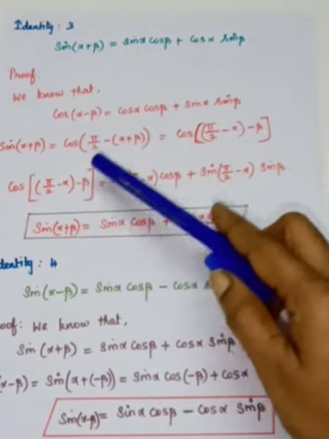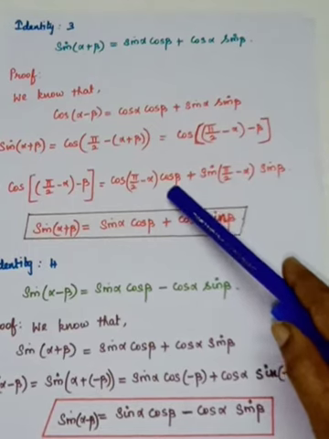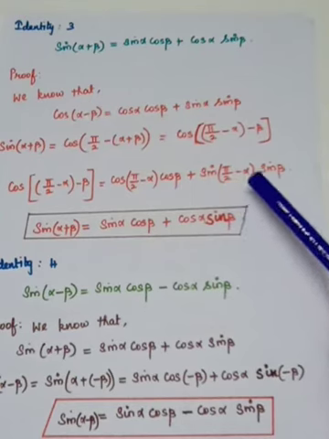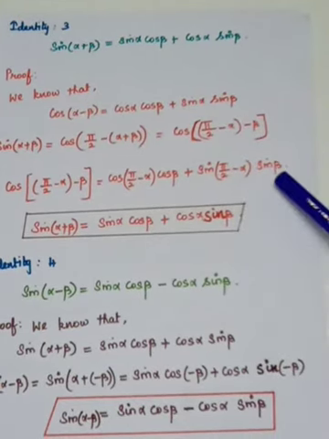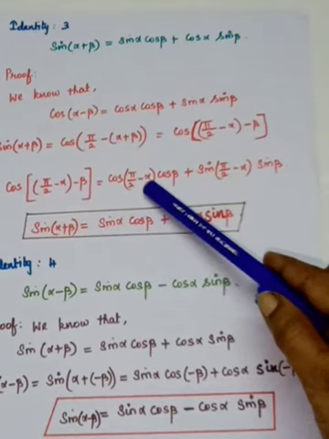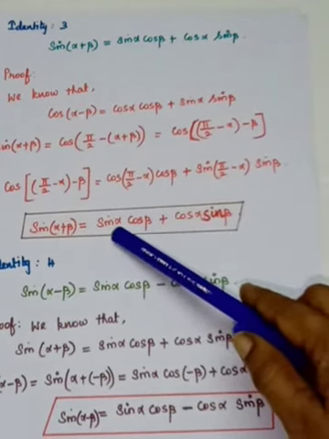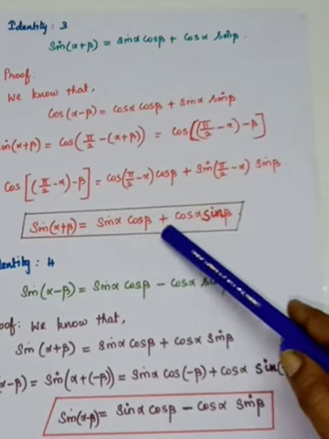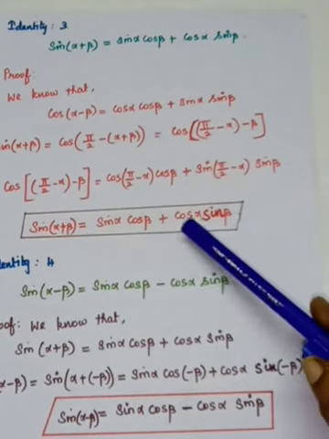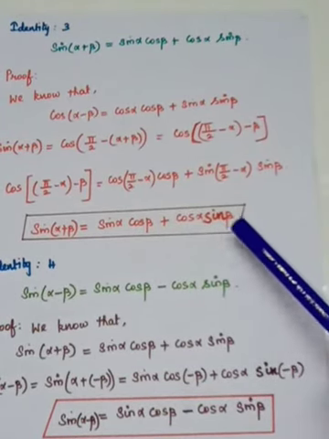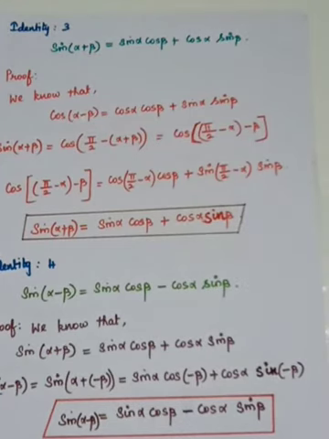Beta has no change, so cos beta is written as it is. Plus here sin of alpha. How is alpha changed? Pi by 2 minus alpha into sin beta. You know very well, cos of 90 minus theta is sin theta. So cos of pi by 2 minus alpha is sin alpha, cos beta, plus sin of 90 minus alpha is cos alpha into sin beta. So we have obtained the third identity: sin of alpha plus beta is equal to sin alpha cos beta plus cos alpha sin beta.